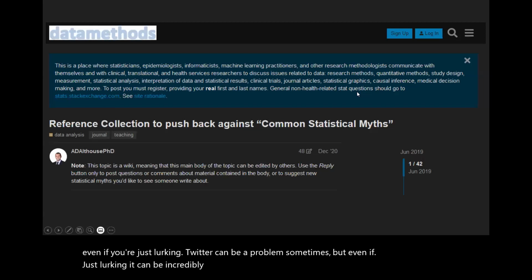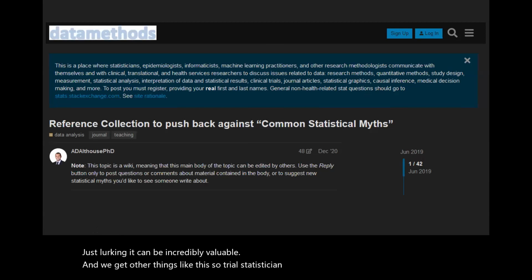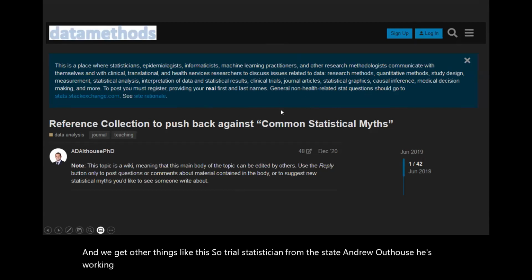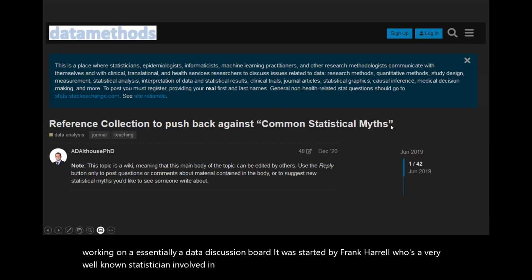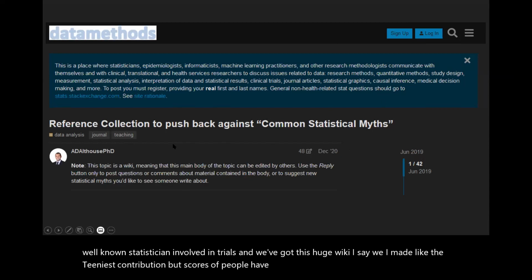And we get other things like this. So it's a trial statistician from the state, Andrew Althouse. He's working on essentially a data discussion board that was started by Frank Harrell, who's a very well-known statistician involved in trials. And we've got this huge wiki. I say we, I've made like the teeniest contribution, but scores of people have contributed on papers to push back against this idea of common statistical myths.